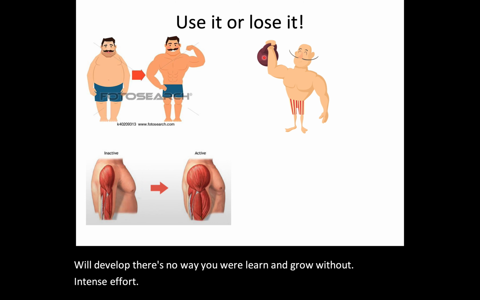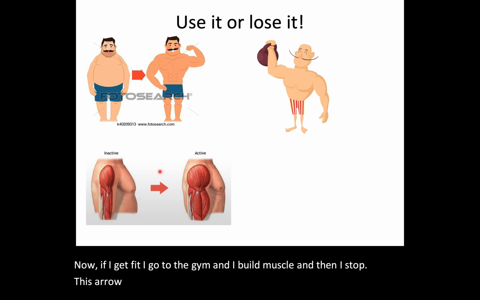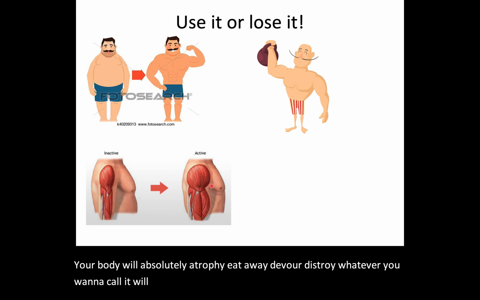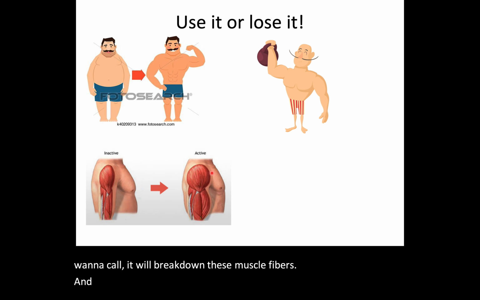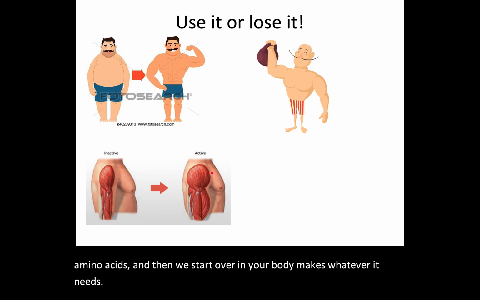Now, if I get fit, I go to the gym and I build muscle, and then I stop. This arrow is a two-way arrow. Your body will absolutely atrophy, eat away, devour, destroy, whatever you want to call it. It will break down these muscle fibers and break them down to their basic proteins and then to their basic amino acids, and then we start over and your body makes whatever it needs.